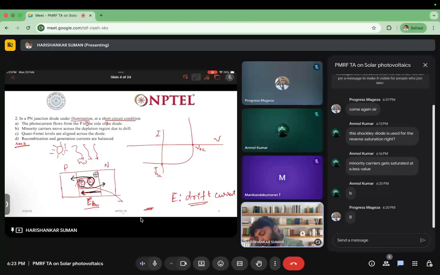Also this side is plus plus plus, this side is negative negative, so negative repel, and electron and positive charge will attract each other via electric Coulombic attraction. So minority carriers move across the depletion region due to drift.